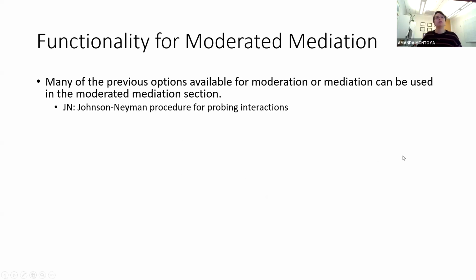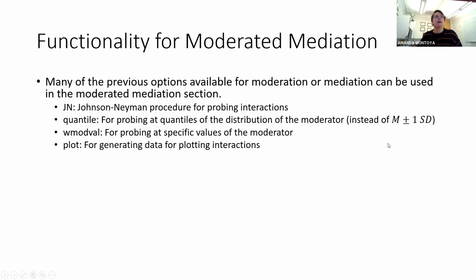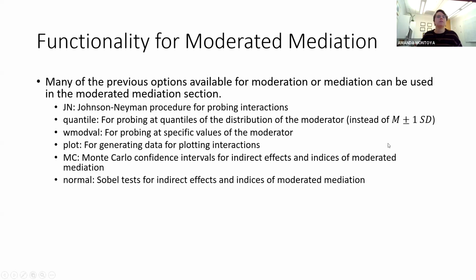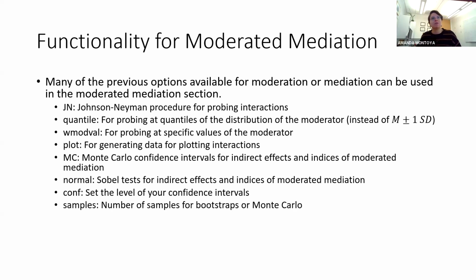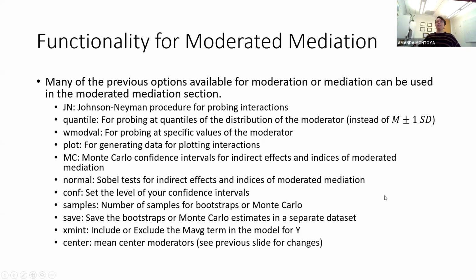So for example, you can use the Johnson-Neyman procedure. You can probe at quantiles instead of at the mean plus and minus 1 standard deviation. You can provide specific values of the moderator. The plotting option is still available. Monte Carlo, Sobel tests if you really need them. Change the level of the confidence intervals, number of samples for bootstraps, and then saving your bootstraps and Monte Carlo estimates. And then of course the Xmint option. And centering. So pretty much everything is available for the moderated mediation that was available for mediation or moderation.